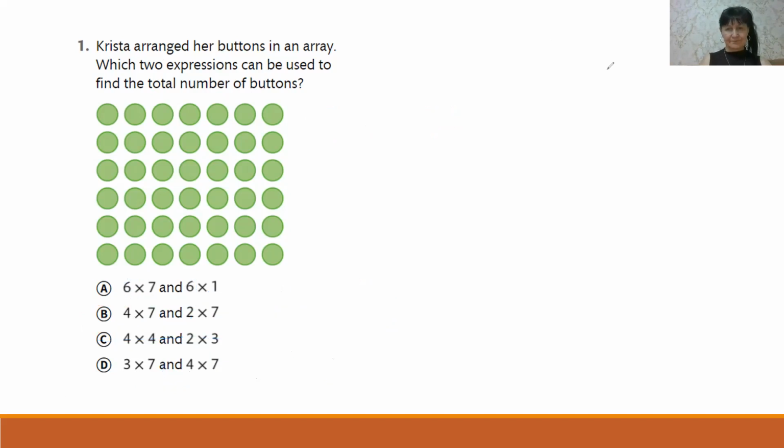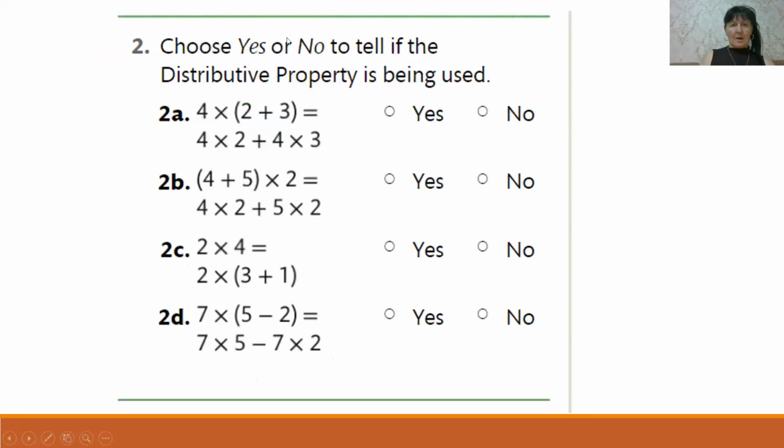Okay, now let's go to slide number 2, task number 2. Choose yes or no to tell if the distributive property is being used. We remember distributive property is about breaking apart. So can we see here breaking apart the number? Yes, okay, so we can see 4 and 2 plus 3. Here you also can see 4 at the same place and 2 plus 3. So this is yes.